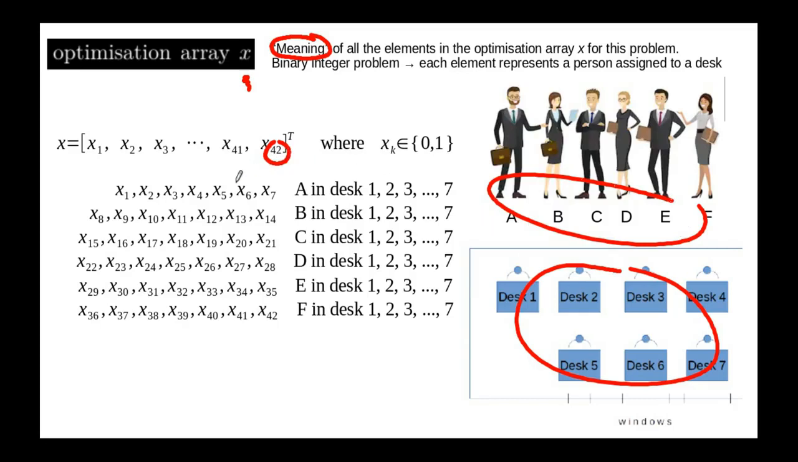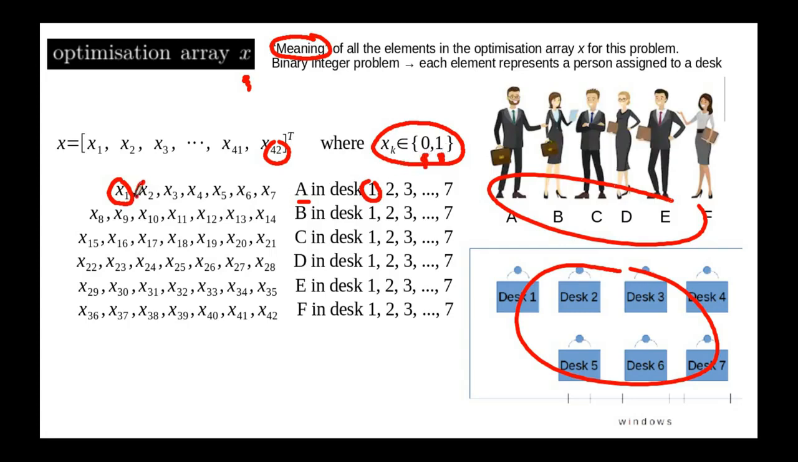And what is the meaning of all these individual elements? X1 is the variable within the optimization array. That means A will be assigned in desk number 1. It's only a question because, as you may know, all the elements in the optimization array can have false or true, and you will only know which values there are within the optimization array only at the end of the application of the algorithm as a result of the optimization problem solution. Okay, so first of all is only a question. X1 means, will A be assigned in desk number 1? We don't know if it's true, 1, or false, 0.